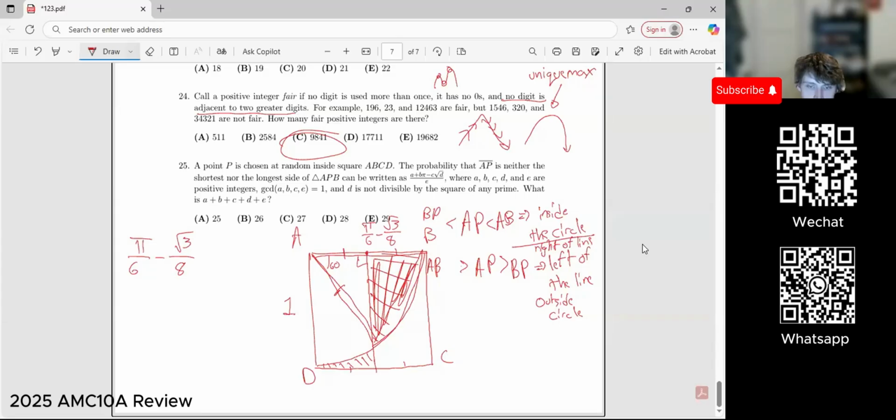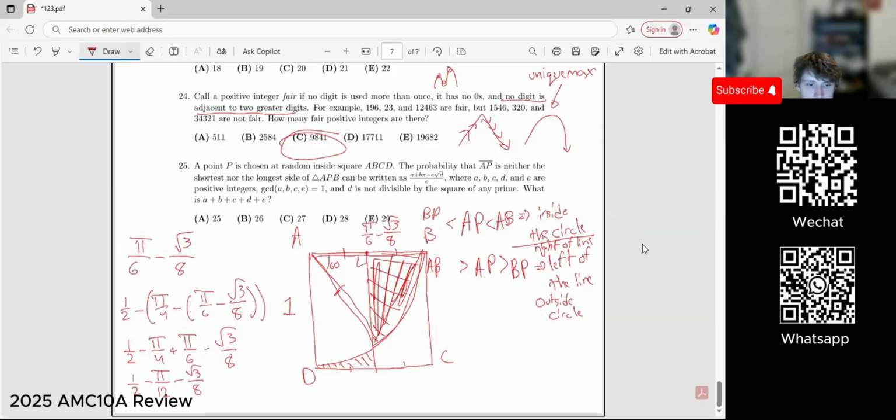Now we need to find this region. That is going to be 1/2 minus pi over 4 minus this piece right here, so pi over 6 minus root 3 over 8. So that is 1/2 minus pi over 4 plus pi over 6 minus root 3 over 8. So this is 1/2 minus pi over 12 plus root 3 over 8.